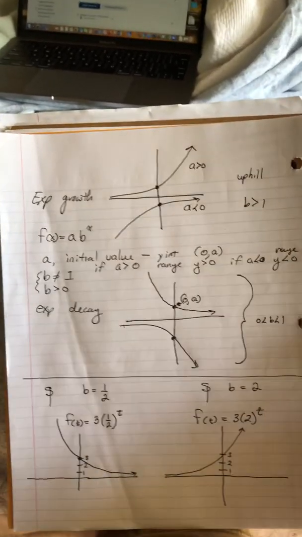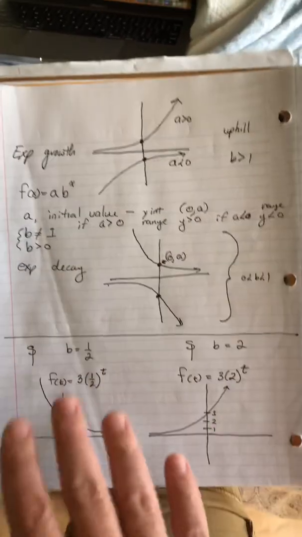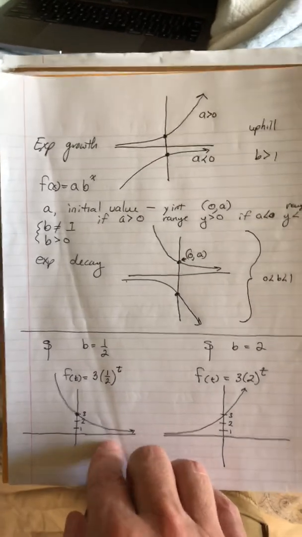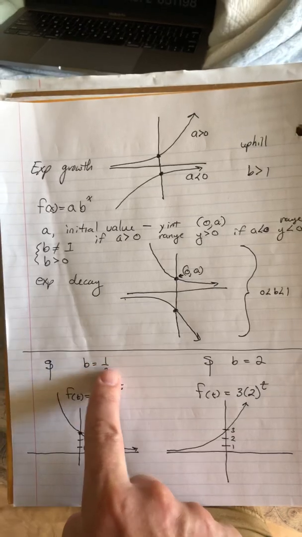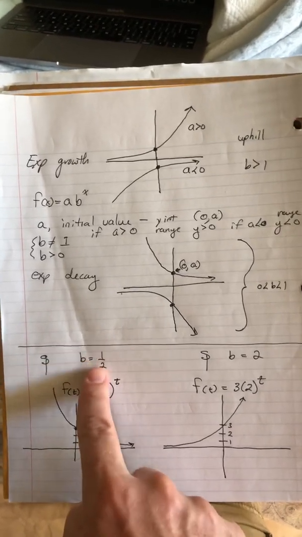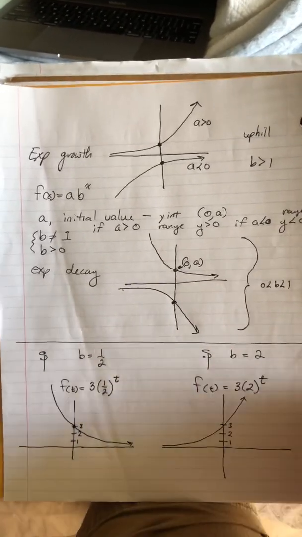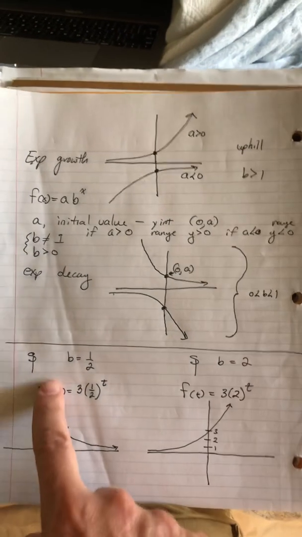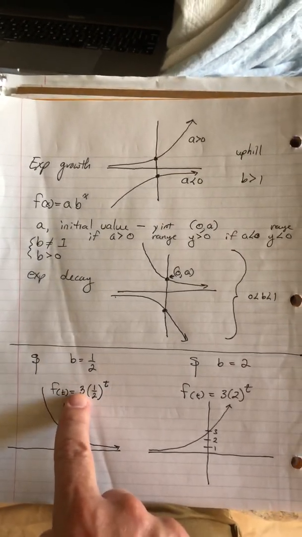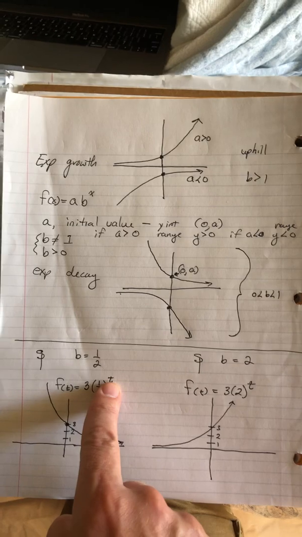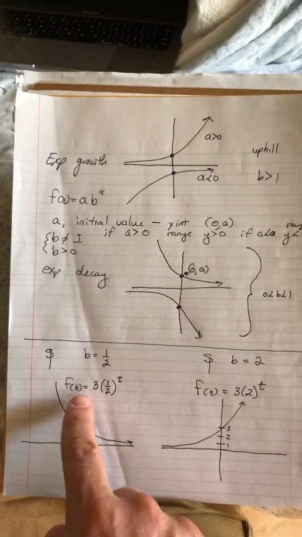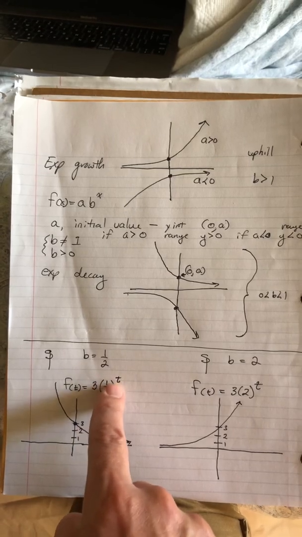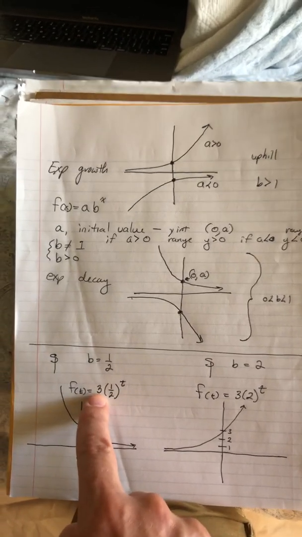Now, just a couple of examples just so you can see it, and then I'll make some other videos in a minute. So suppose our b is a half. So this is between 0 and 1, so we're going to have a decay. Now, f of t is equal to 3 times 1/2 to the t. So your b value is 1/2 and your a is 3.